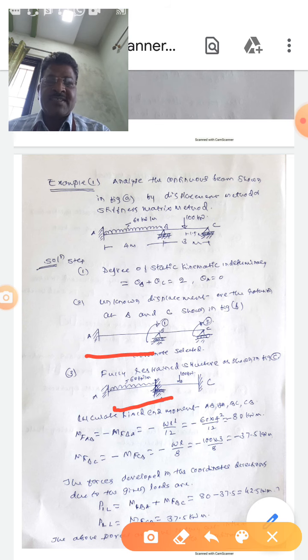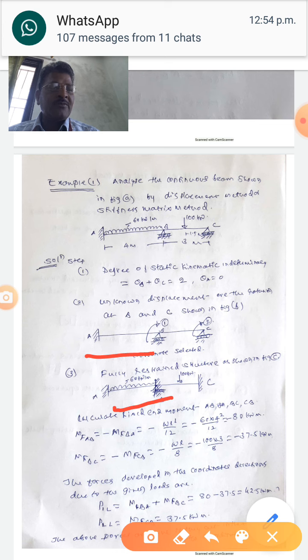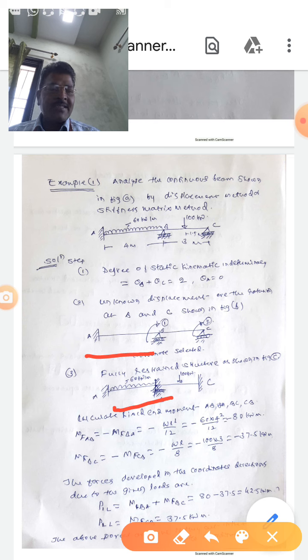Due to the fixed supports, the fixed end moments can be calculated. That is MFAB is equal to minus MFBA, that is equal to minus WL square by 12. You will get minus 80. And similarly MFBC is equal to minus MFCB is equal to minus WL by 8. You will get minus 37.5 kilonewton meter. So these forces are developed in the coordinate directions due to the given external loadings.